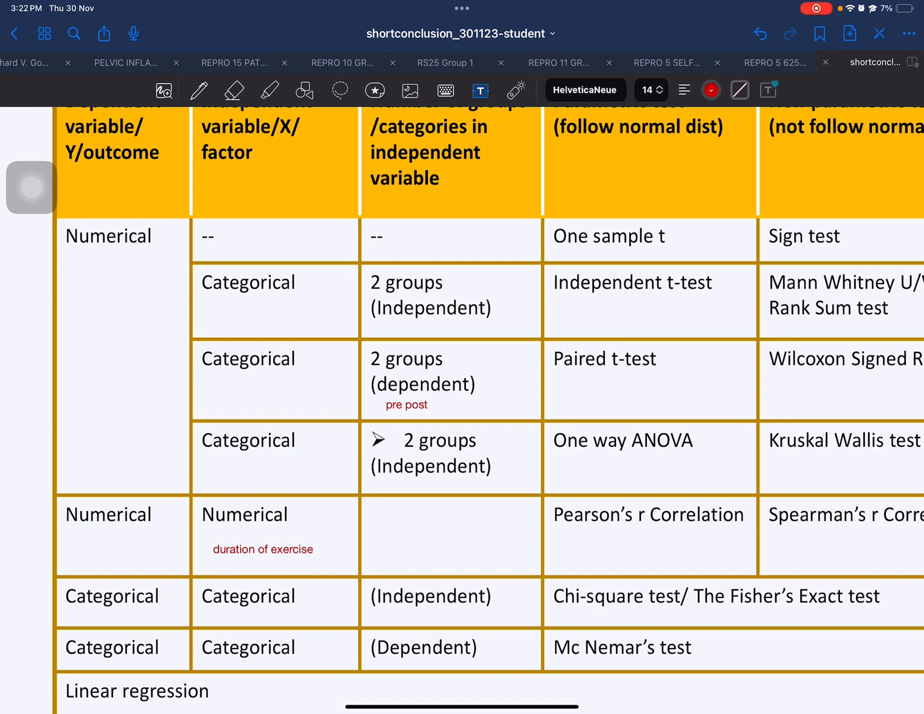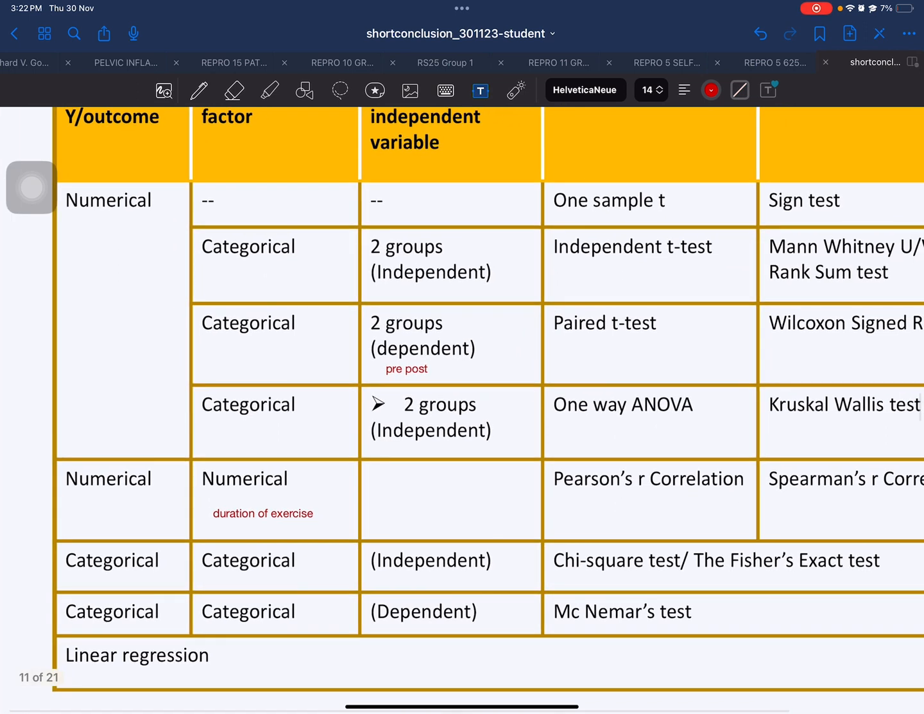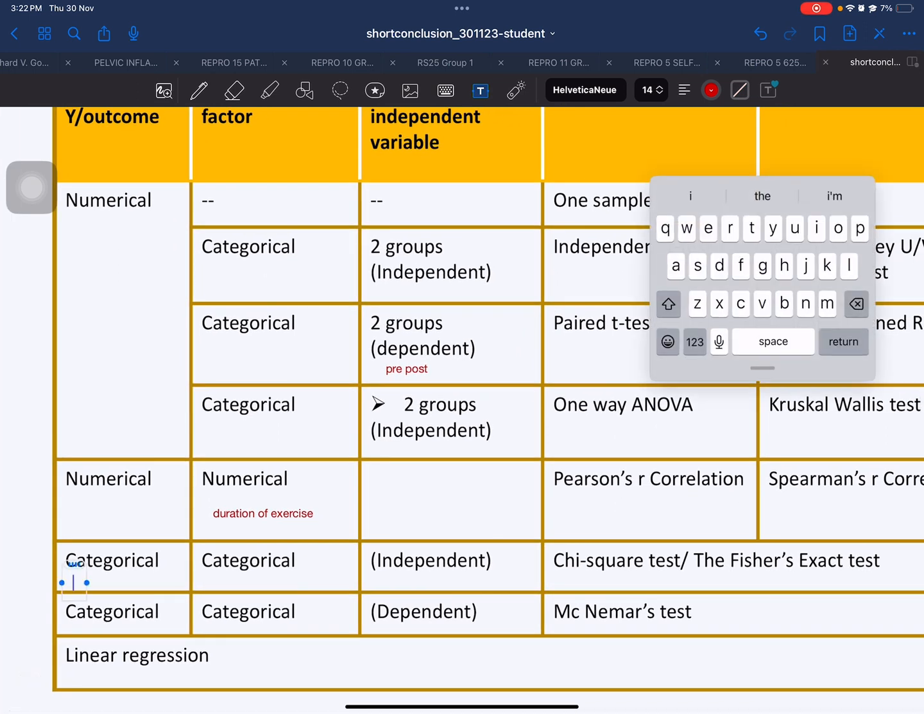Categorical. If my stress is category, yes and no, and my IV is gender or years of study, regardless, as long as it is categorical, you will use the chi-square test or Fisher's exact test. This one is simple, right? Regardless of not more than 2 categories or more than 3 categories.